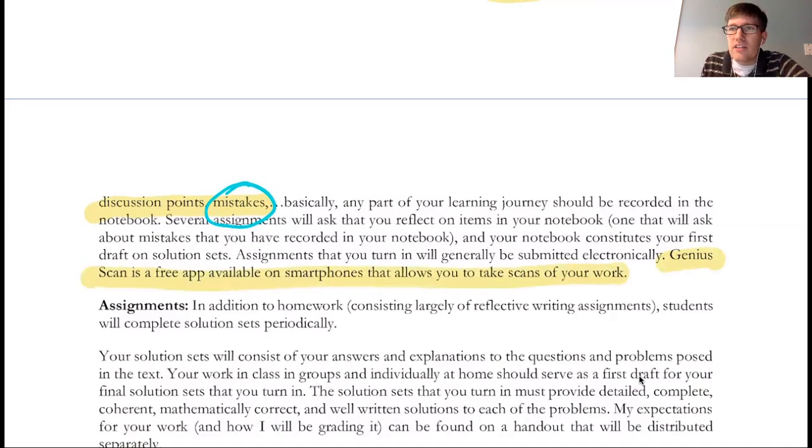So anytime you turn in something and it's sort of mathy, feel free to write down the solution, take a picture of it with Genius Scan, and submit that document to me, right? So if you got questions about Genius Scan or how to get it, please let me know, and I'm happy to point you in the right direction.